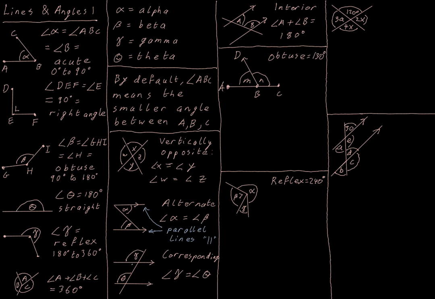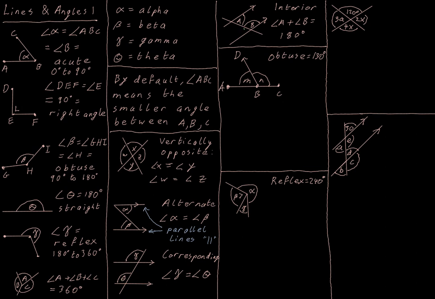A connected one is called corresponding angles. So angles that are in the corresponding position. So again, we have two parallel lines, or however many parallel lines we like. We have a line crossing those parallel lines. And the angles that are in the corresponding position, or the equivalent position in the next crossing, must be equal to each other. So that's corresponding angles.